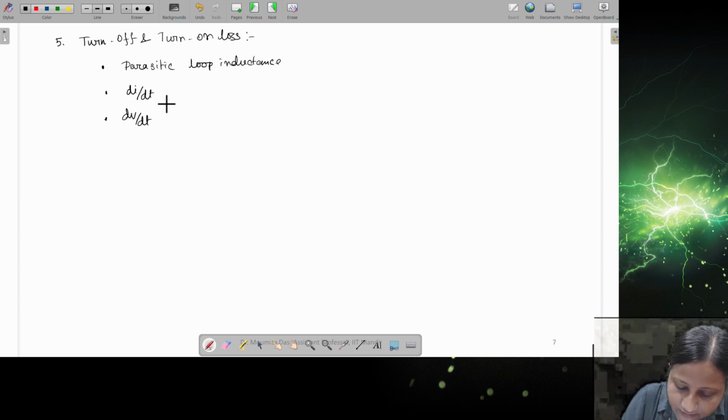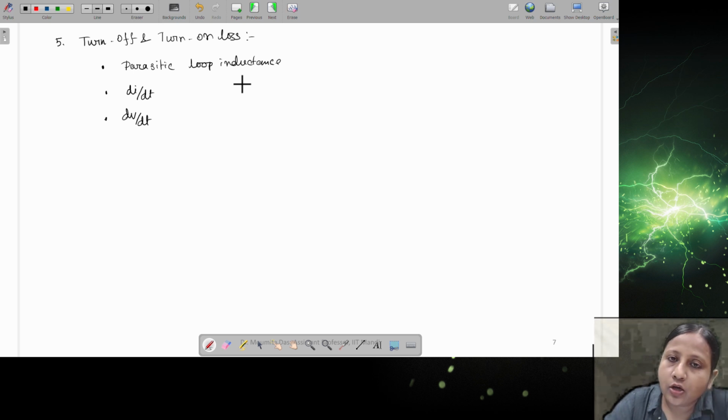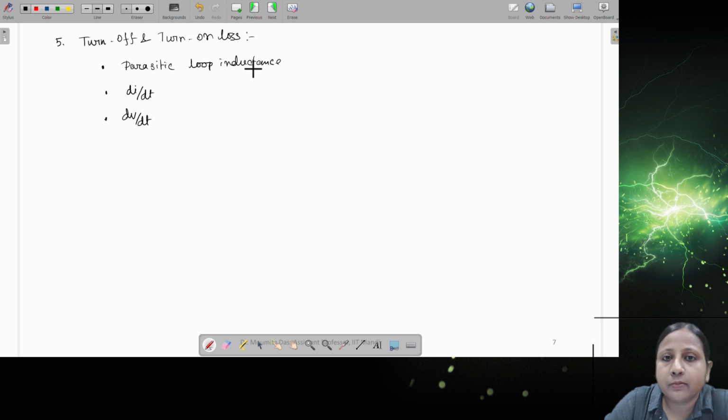So these losses need to be considered properly. Basically the design has to be done properly so that the parasitic elements, which cause the di/dt and dv/dt problem, can be reduced, so that an optimized system design will be possible.